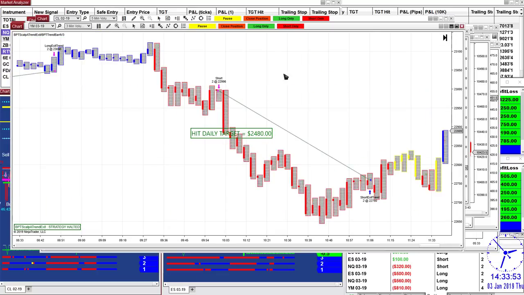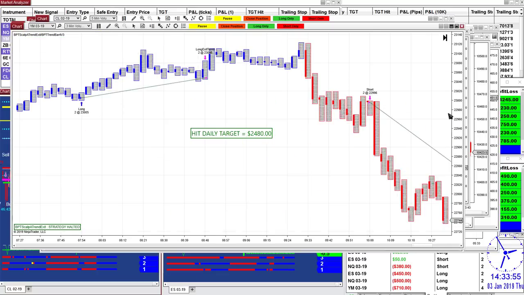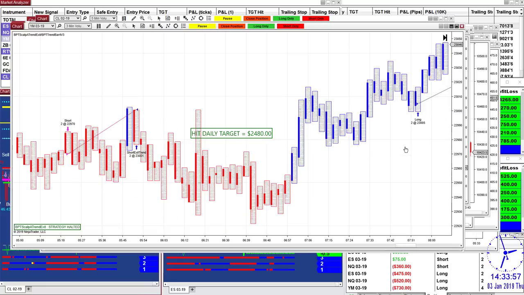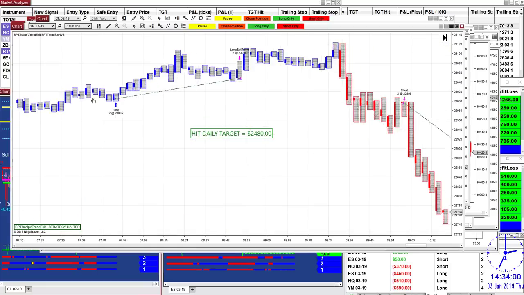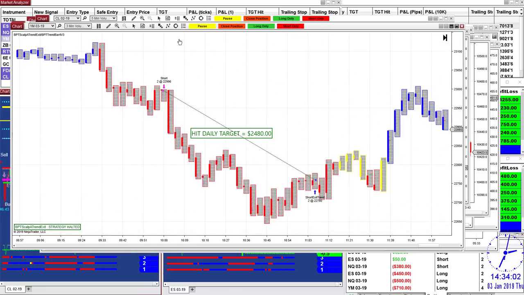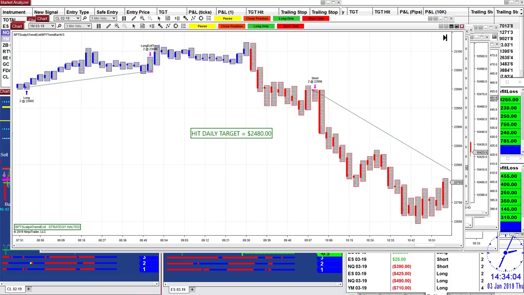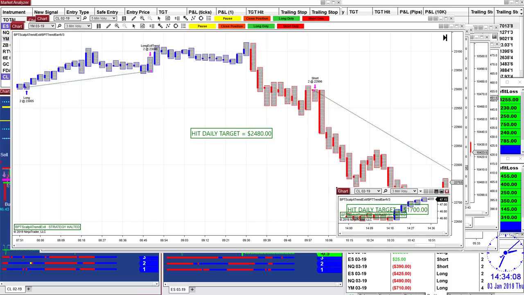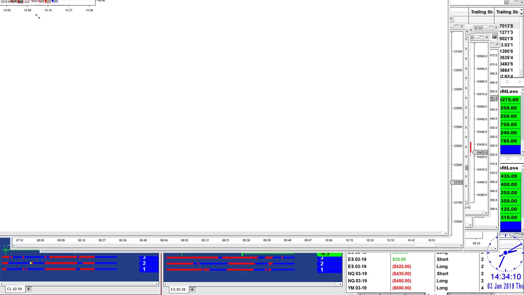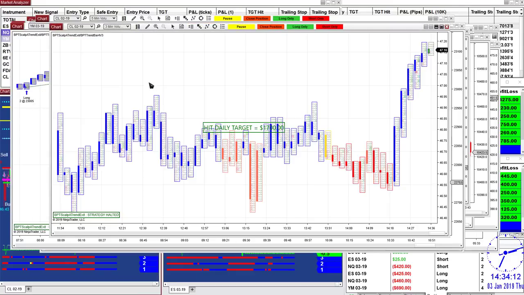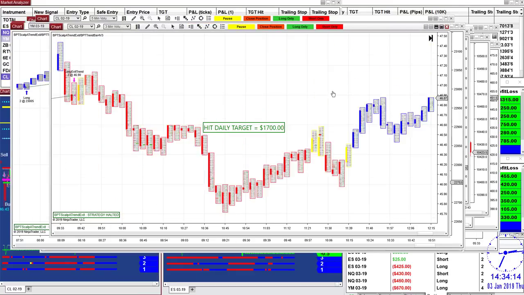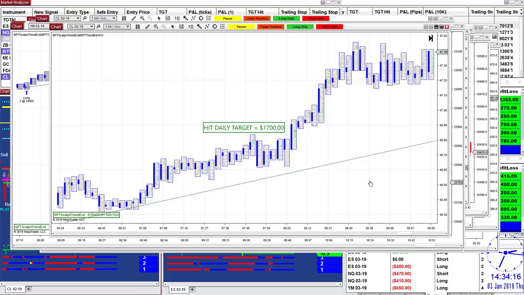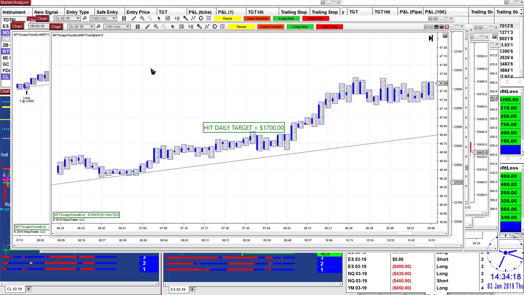Okay, this is YM 3 minutes. We have 1 losing trade and 2 winning. That's not bad at all. Let's look at the CL. $1,700 on the CL. Also, this is very nice.